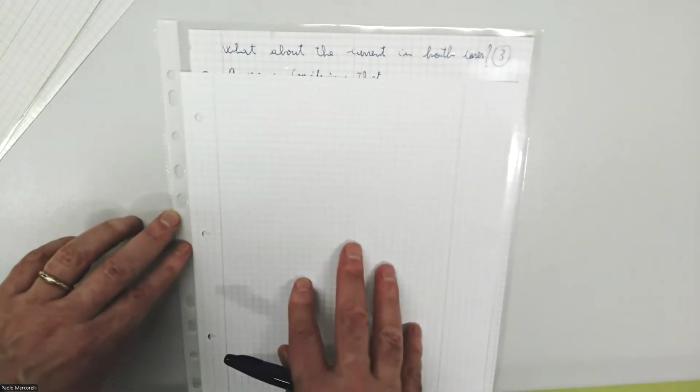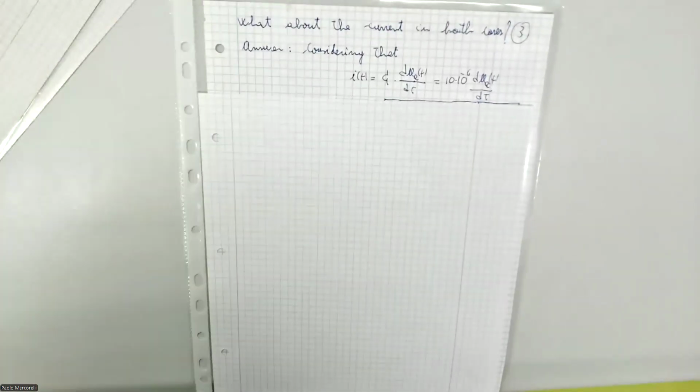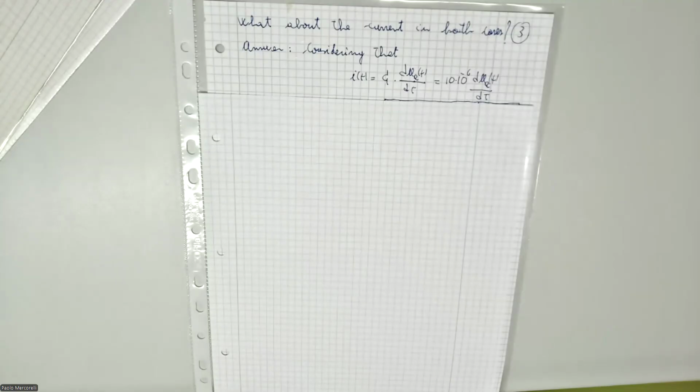Let me show you this interesting question. What about the current in both cases? As I told you, 0 minus and 0 plus is already analyzed for the voltage. But the question is a different variable to be analyzed. It's not so difficult, no? Because the current is C times the derivative of the voltage, but you have the voltage.